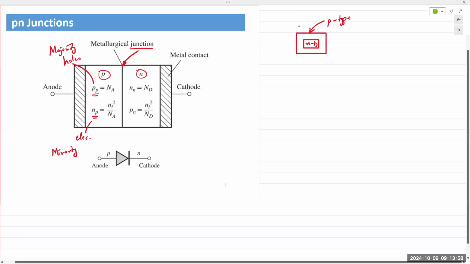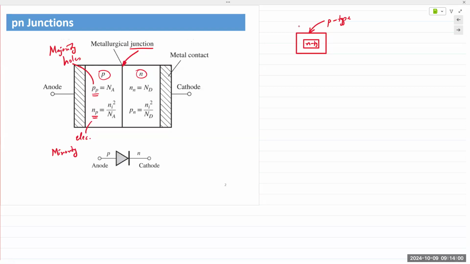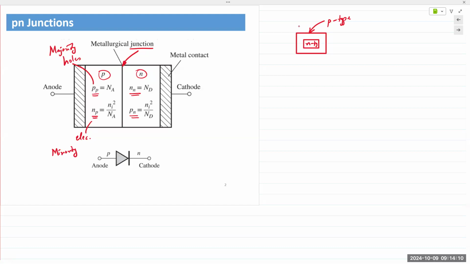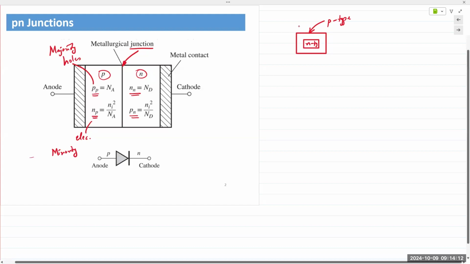On the N side, exactly the opposite takes place. The subscript N refers to the n-type material, and Nn is basically the number of electrons that are present in the n-type material, and Pn is the number of holes in the n-type material. And because we have a lot of excess donor atoms here, electrons are the majority carriers, and the holes are minority carriers, right? The exact opposite.